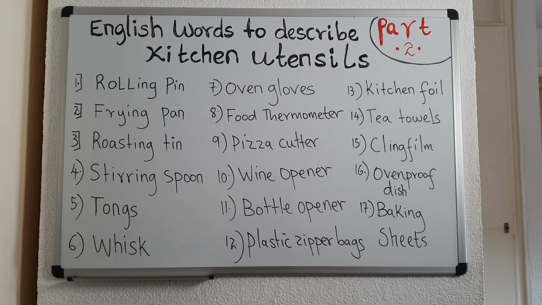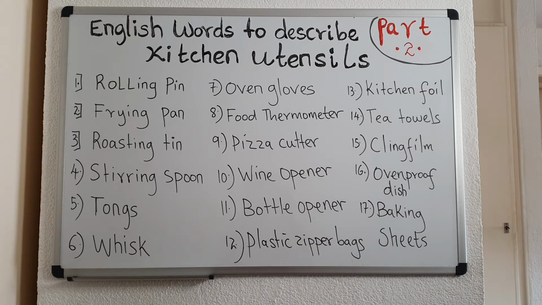The next word is stirring spoon. A stirring spoon is a wooden spoon that we use to stir food when you're cooking it. You want to turn the food round and round. You want to make sure that all the food in the pot is cooked. And to do that, you have to turn the food up and down, round and round. And to do that, you use a stirring spoon to stir the food.